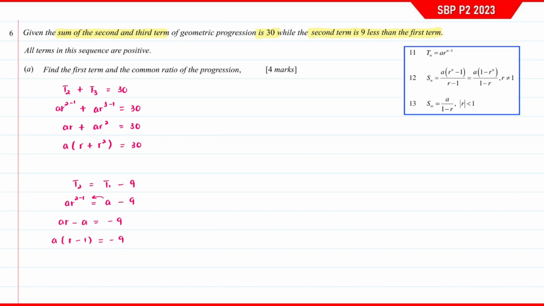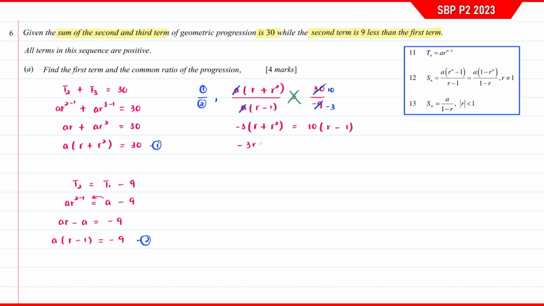Now we have two equations here. Let us label this as equation 1 and this as equation 2. Here we can eliminate the a by using equation 1 divided by equation 2. The 30 over negative 9 we can simplify: this will be 10 and this will be negative 3. Here we're going to do cross multiplication. We get negative 3r minus 3r squared equal to 10r minus 10.